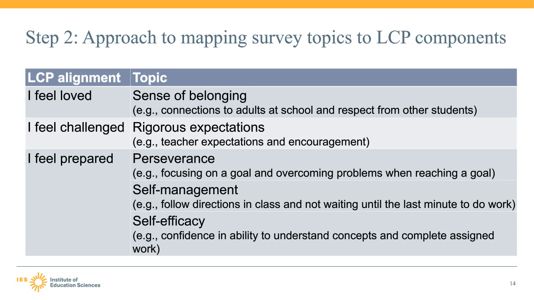Second, we captured whether students felt challenged with a measure of rigorous expectations that Kathleen mentioned earlier. This basically summarizes whether teachers have high expectations for students and whether they encourage them to keep trying if they fail. And finally, we captured whether students feel prepared using 3 different topics. These included perseverance, which relates to the ability to complete tasks and achieve goals; self-management, which relates to the ability to regulate behaviors and emotions; and self-efficacy, which relates to students' confidence in the classroom. We focused on these 3 because they've all been linked to academic success or other long-term outcomes, suggesting that they capture some concept of preparedness.